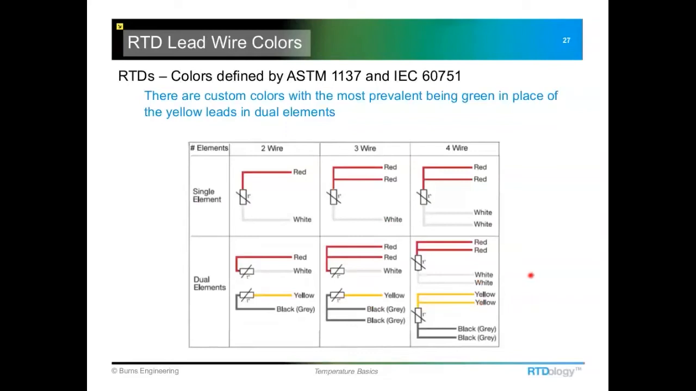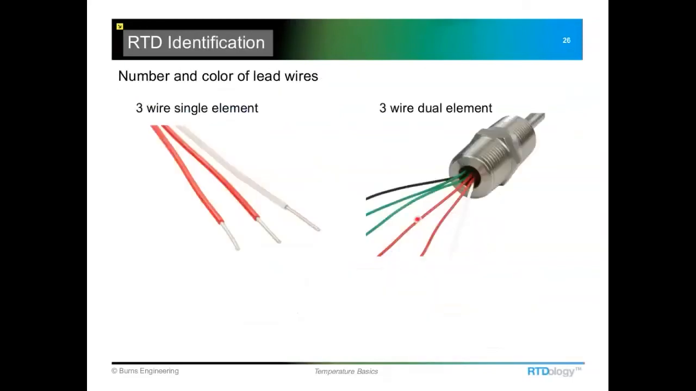Let me go back one slide here. We can see that there's two greens and a black. You'll see that in the U.S. quite a bit. And the other sensing element would be these two reds and the white.